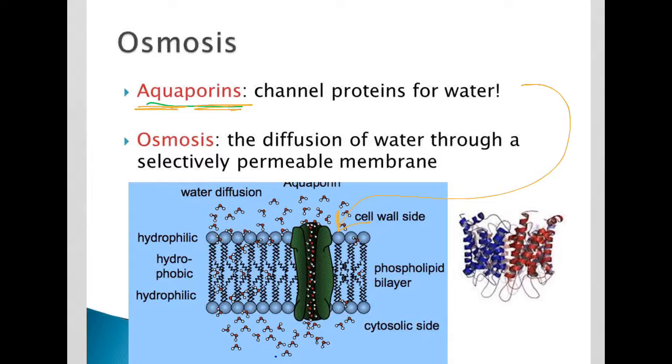And so we have named this osmosis, which is going to be the diffusion of water through a selectively permeable membrane, much like our cell membranes. Okay, this over here on the right is just sort of a more scientific computer model of what an aquaporin actually looks like.